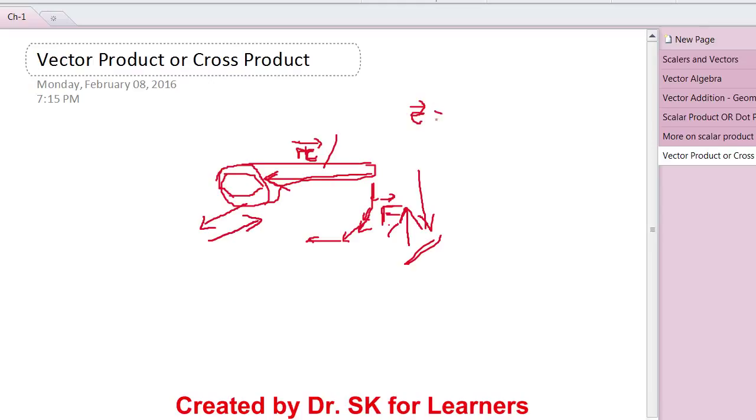So the direction is reversed, that is in a way the same as the vector algebra that we just learned. We say torque is always equal to R cross F.